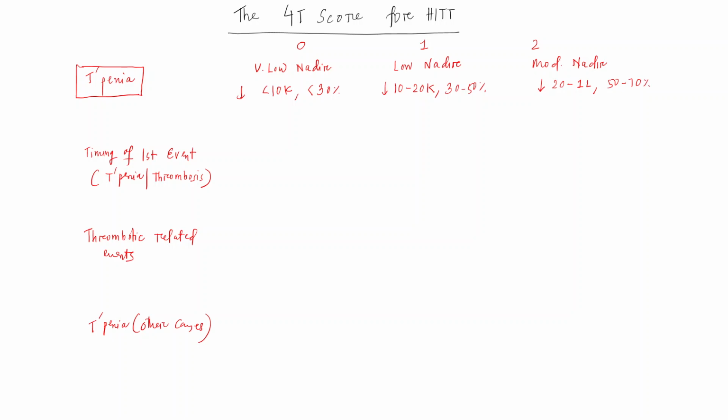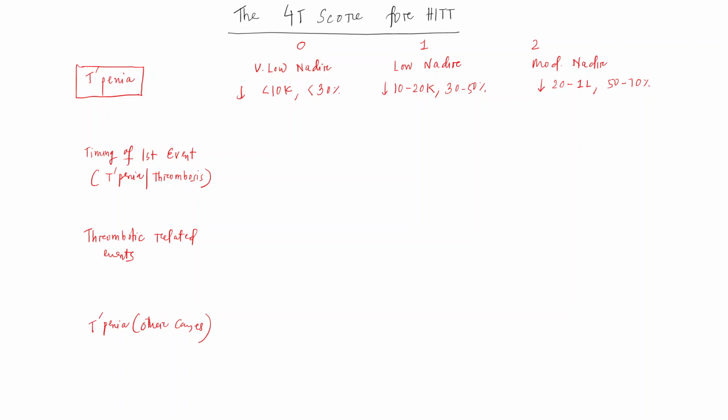Okay. So if the fall is less than 10,000 or less than 30% of the initial value, then the score will be 0. If it is a 10 to 20,000 fall or 30 to 50% fall, then it is 1 point. If it is a 20,000 to 1 lakh fall or 50 to 70% fall, then it is 2 points.